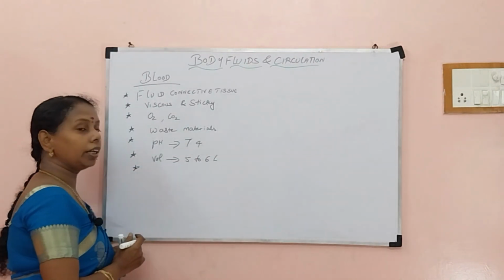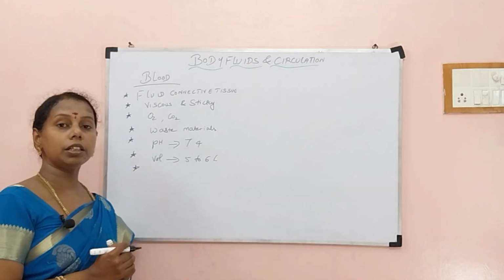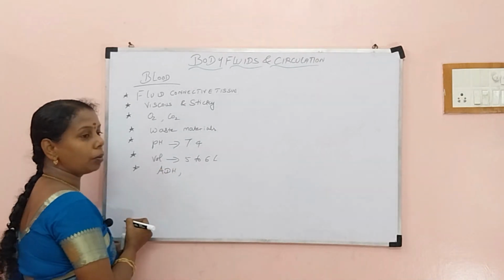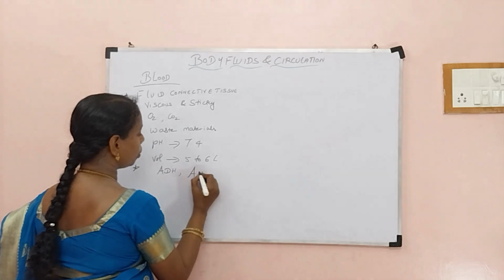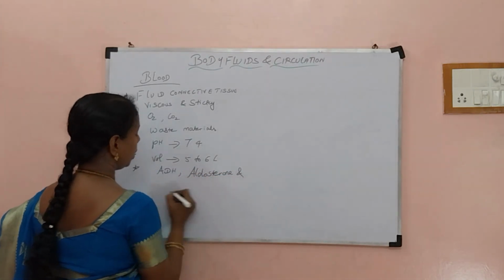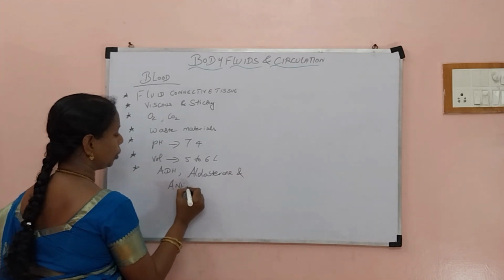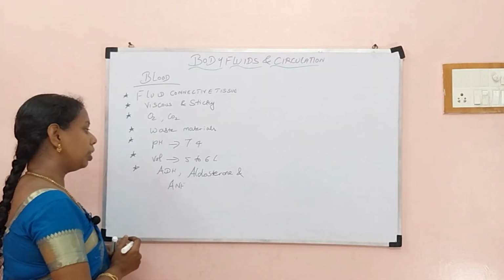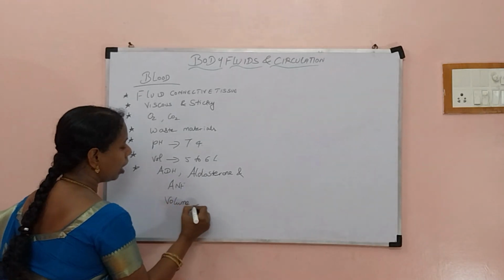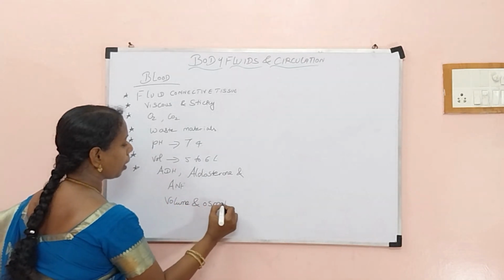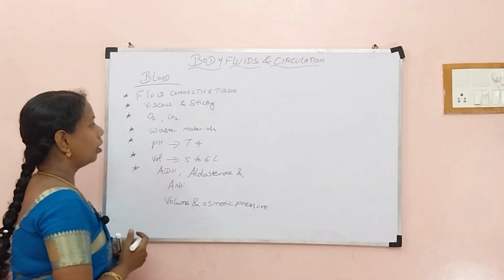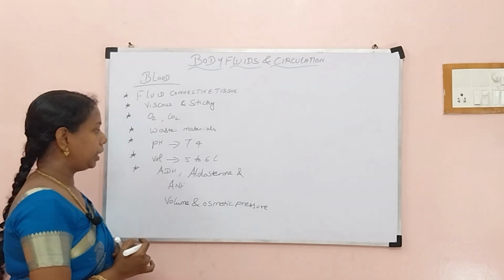The volume and osmotic pressure are under the influence of ADH, that is antidiuretic hormone, and also aldosterone and ANF, atrial natriuretic factor. So these three control the volume, which is regulated, and also the osmotic pressure. So this is regarding blood, children.